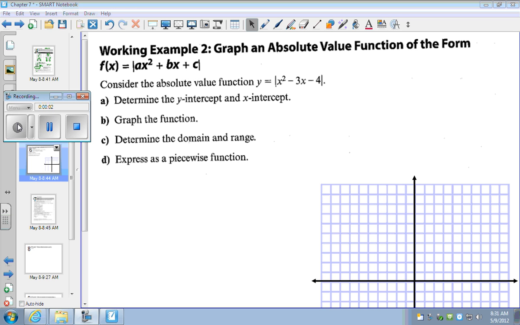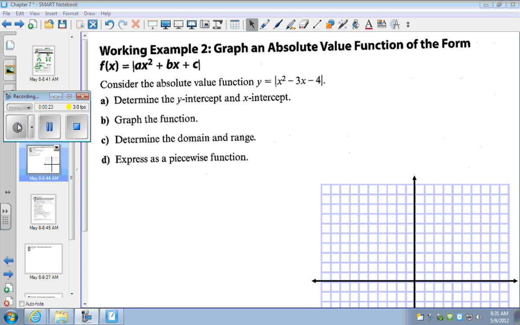Okay, here's a second example from 7.2. This one's dealing with quadratics. So we're going to consider this absolute value function. We're going to determine the y and x intercepts, graph it, determine the domain and range, and then express it as a piecewise function. Okay, so first of all, we're just going to look at the x and y.